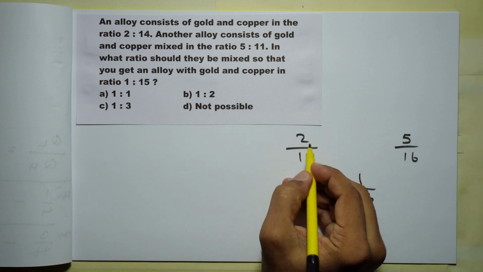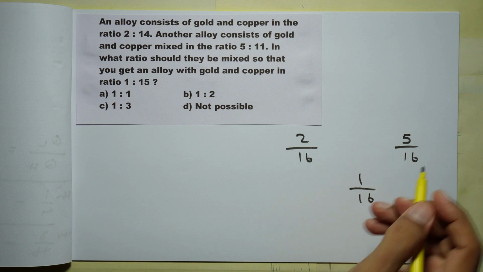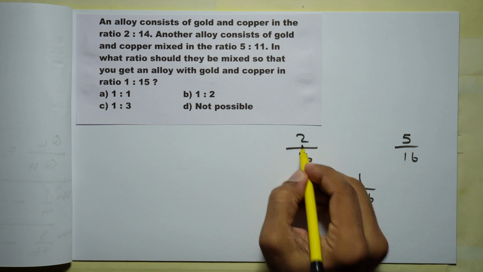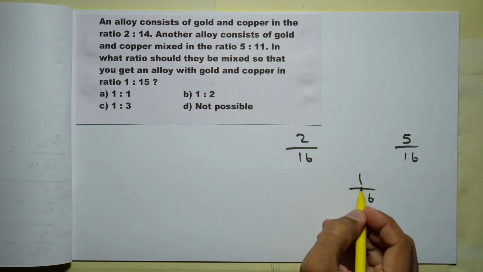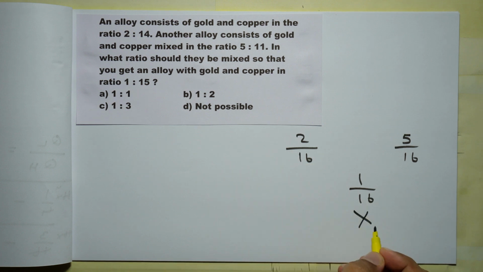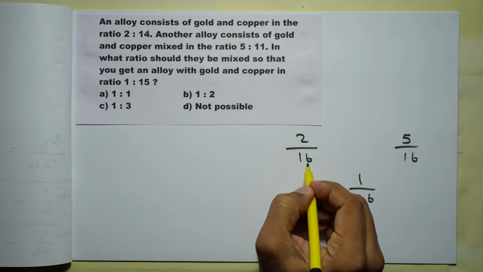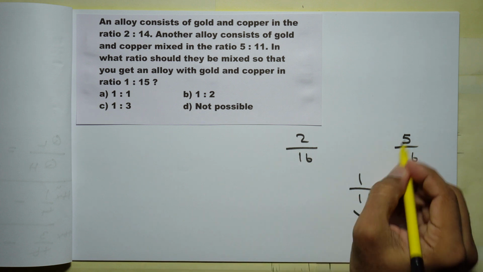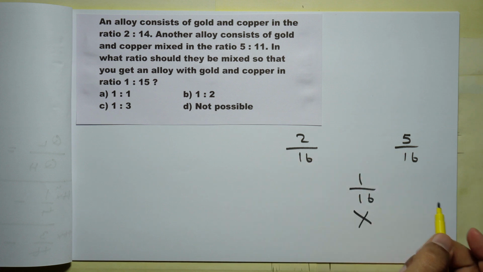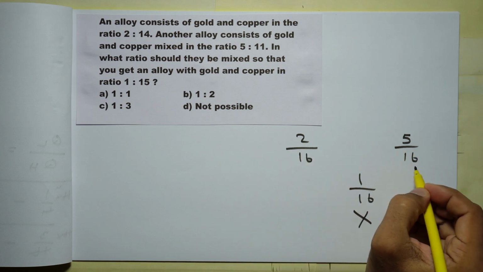Now this is the lower concentration, 2 out of 16, and this is the higher concentration, 5 out of 16. Now if you mix them in any particular ratio, the mean value should lie between the lower value and the higher value. Now 1 by 16 is less than 2 by 16. So that is not possible at all. If you take only this alloy, you will get the lower value, that is 2 by 16. If you take only this alloy, it will be the higher value, 5 by 16. If you mix them in any particular ratio, that mixture value or mean value will lie between 2 by 16 and 5 by 16.